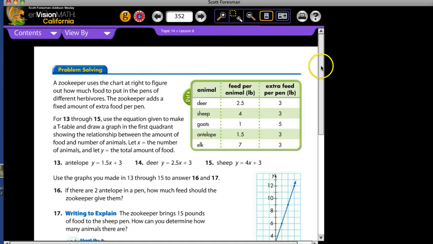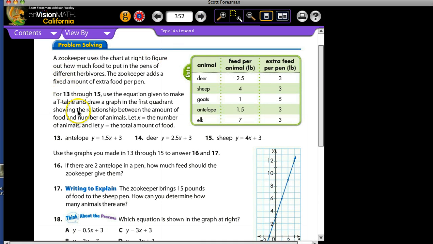All right, now we go back onto the next page. And for 13, 14, and 15, it's asking you to use the information that's shared here and in this t-table. Although it is a little bit strange because it has 3 columns, this is a t-table. It just is broken down by the type of animal that have these two relationships. The relationship between food per animal and the extra feed per pen. So go ahead and read this, and then you are going to go ahead and graph 13, 14, and 15.